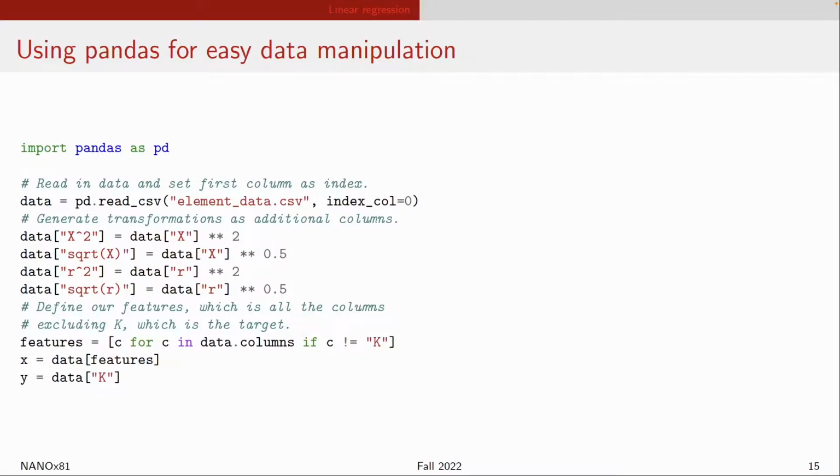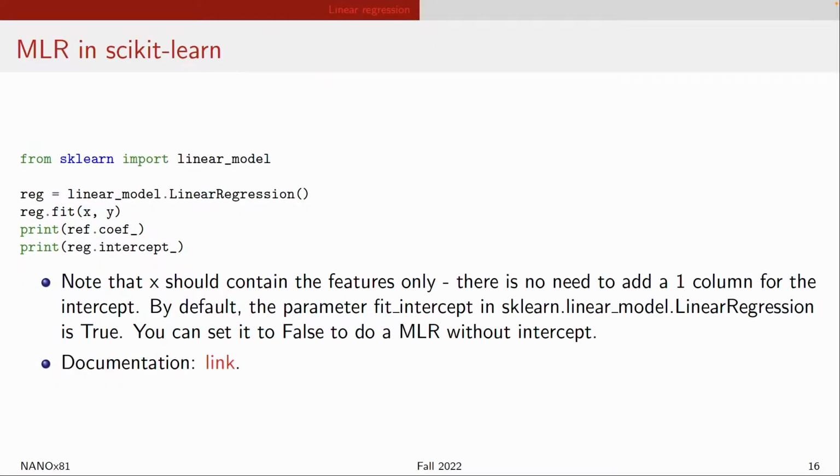And to generate the features, I'm going to create my features by going through all my columns. As long as the column is not the bulk modulus itself, those will be my features, okay? So I'm going to select all my column features, and that gives me my input features x, and my target is of course my bulk modulus, which is the column called k.